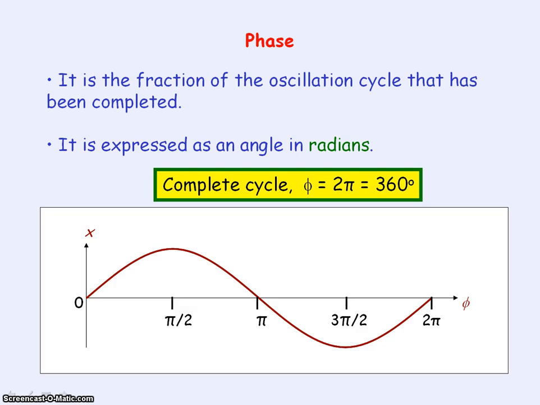And the graph of the displacement of an oscillating object plotted against the phase will look like this. So for a complete oscillation, the phase is 2 pi. For half an oscillation, the phase is pi, 180 degrees. And for a quarter of an oscillation, the phase is pi divided by 2 radians, which is 90 degrees.